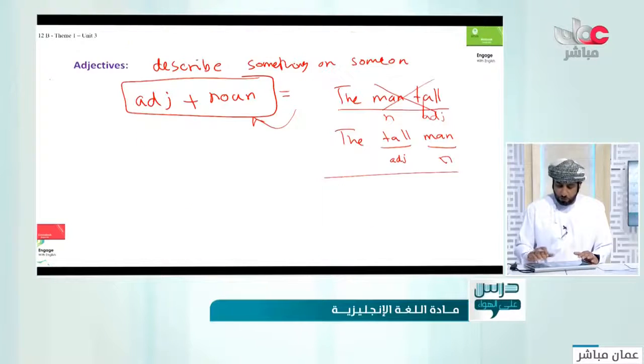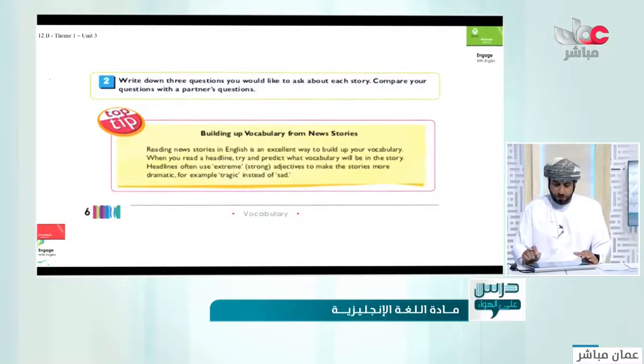information part, which is in the yellow box here in task 2. Building up vocabulary from news stories. If we are building up our vocab from news stories, this is the whole story that we have narrated from the first minute of this program. We said that reading news stories will help you to get more and more vocabs and words that you will use in the future. Yes, strong adjectives, shiny words, difficult ones, but you will use them.